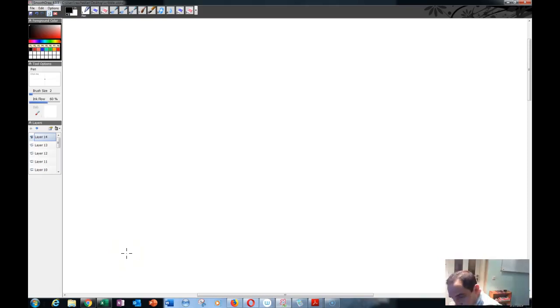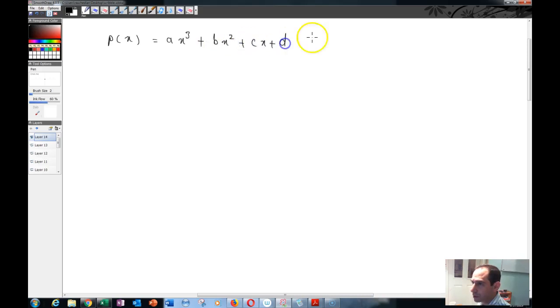Okay, so the next thing that we have here is the relationship between the zeros of a third degree or cubic polynomial and the coefficients, meaning that if you have a third degree polynomial, it would be, for example, something like p of x is equal to ax cubed plus bx squared plus cx plus d. This is a cubic polynomial.